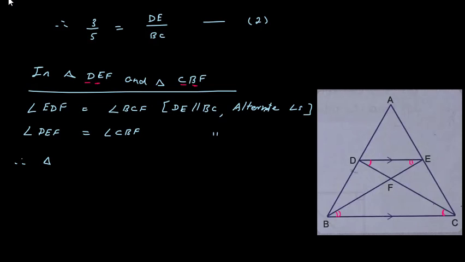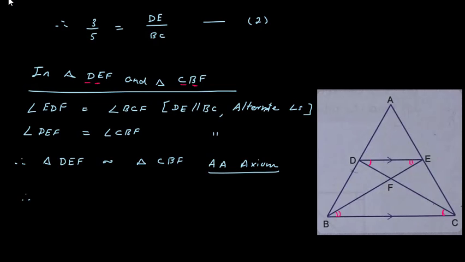So therefore triangle DEF is similar to triangle CBF. By the AA axiom, these two triangles are similar. Now, as these two triangles are similar, their corresponding sides will be in ratio.